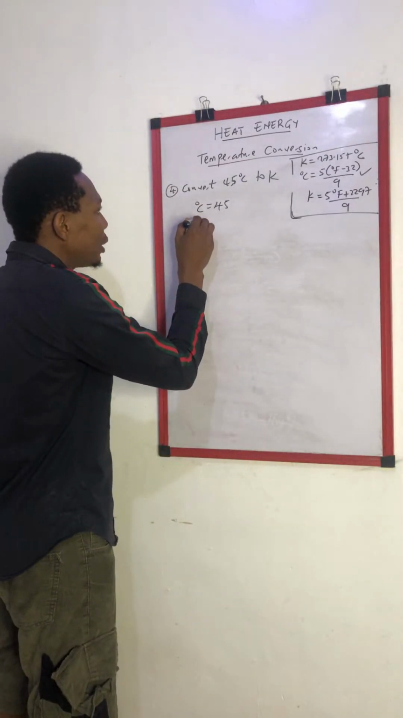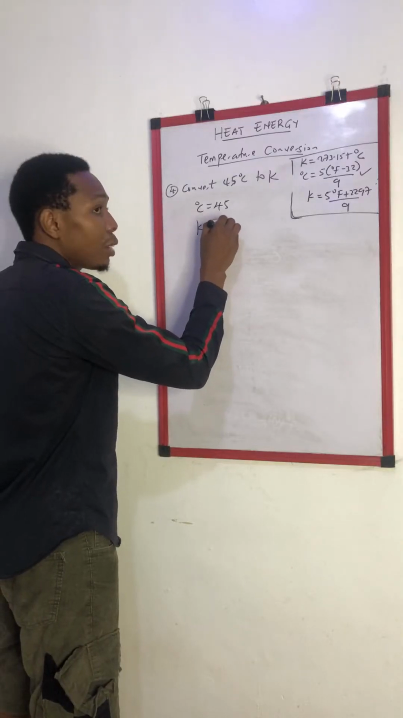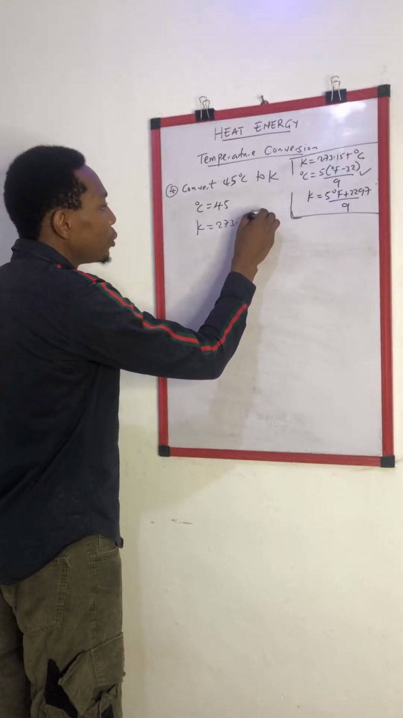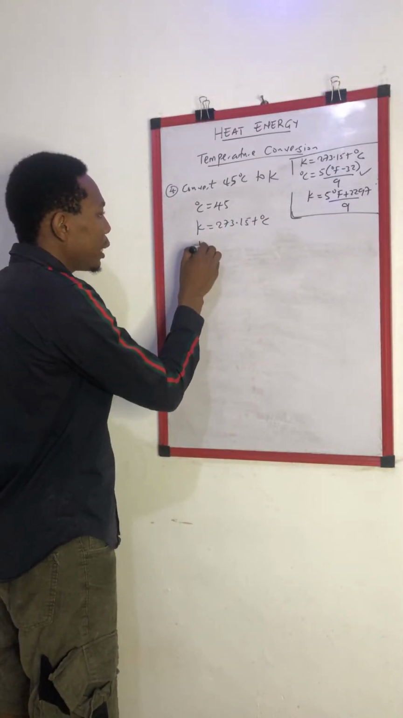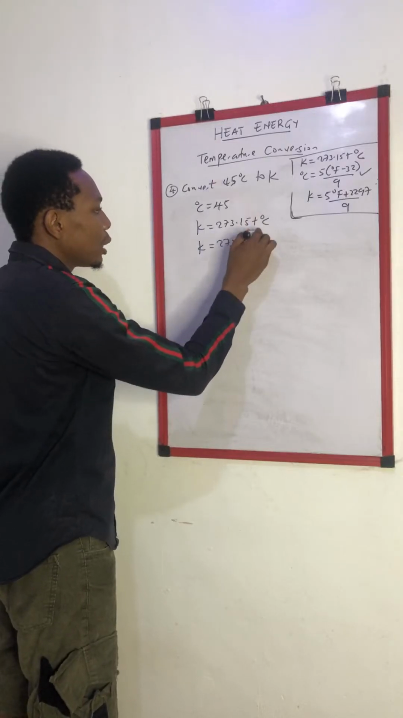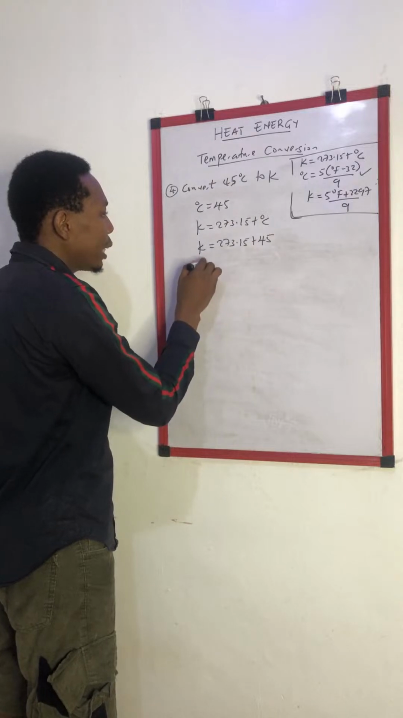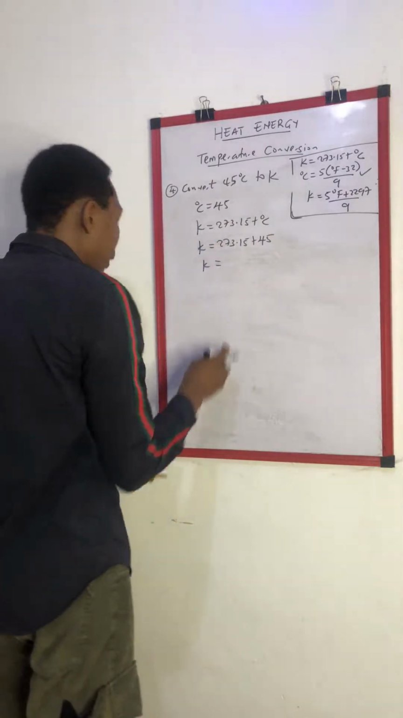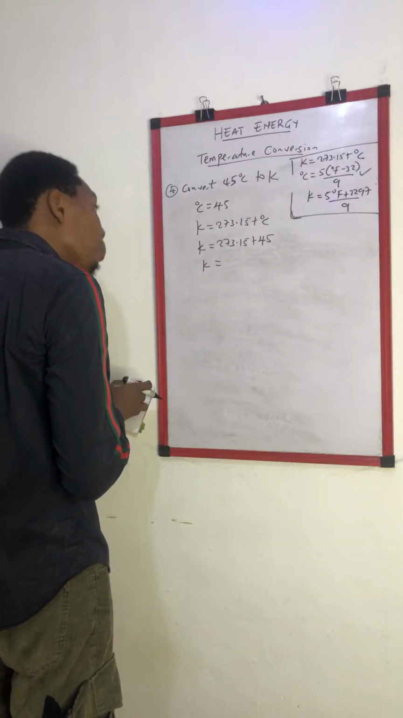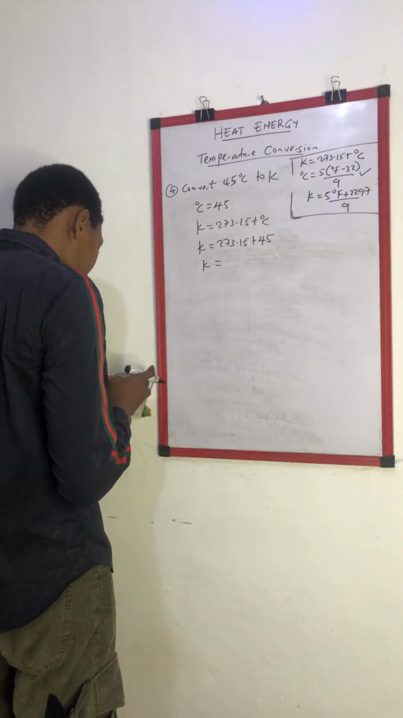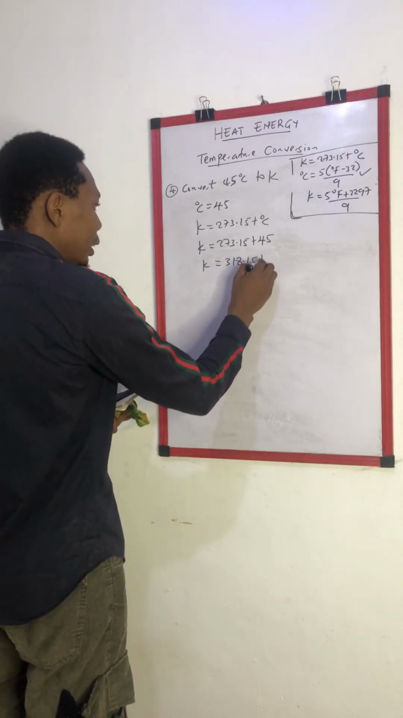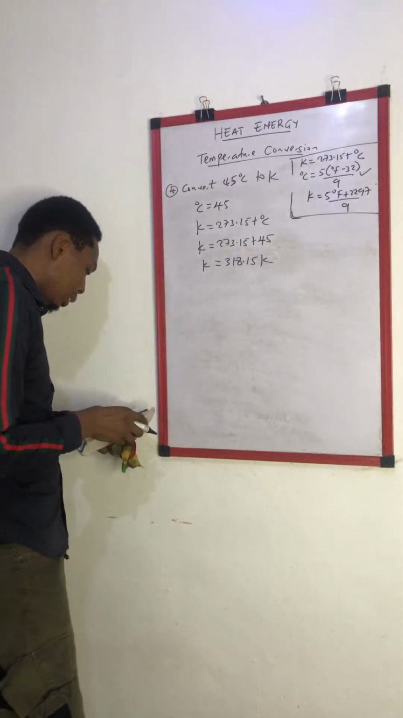So from here, our Kelvin is equals to 273.15 plus degree Celsius. So we're going to have K equals to 273.15 plus what? Degree Celsius? That's 45. So our K will give us 273.15 plus 45. So we are going to have 318.15 Kelvin. So that is for that.